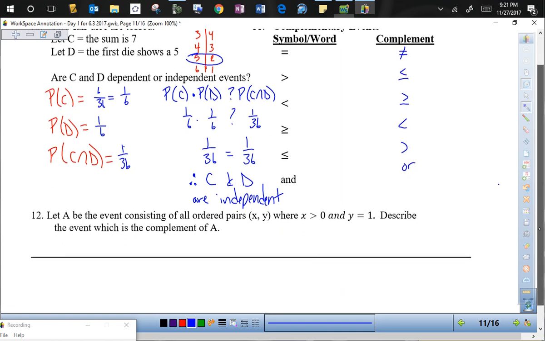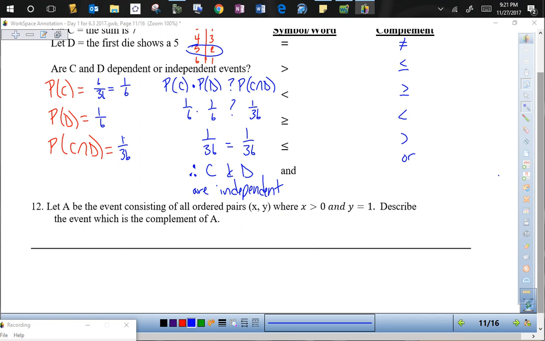Okay, so using this information, we're going to write the complement of this event given below here. It says, let A be the event consisting of all ordered pairs x comma y, where x is greater than 0 and y equals 1. We want to describe the event, which is the complement of A. Okay, you'll remember from last time the notation, complement is just written with a bar above the letter there. So that's the complement of A.